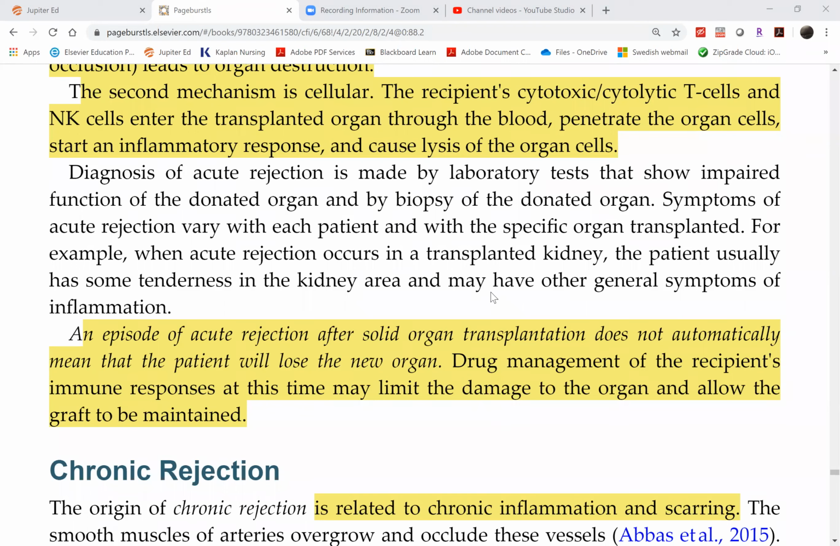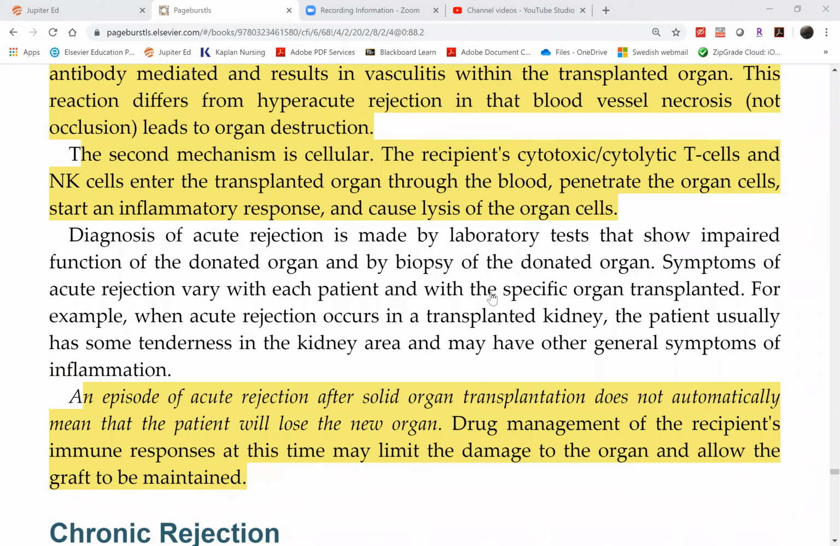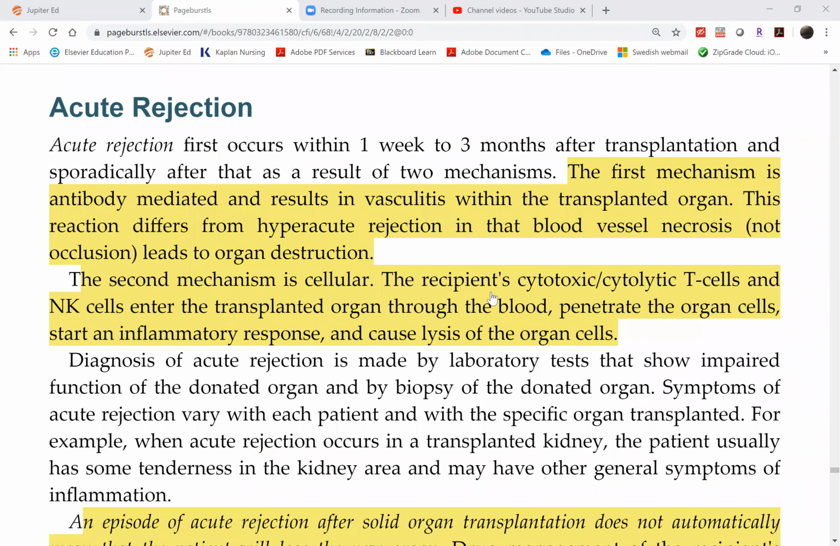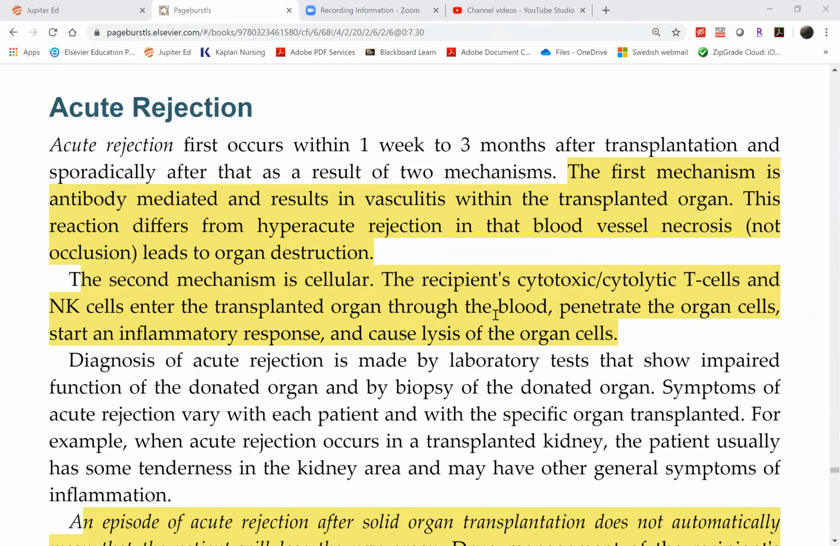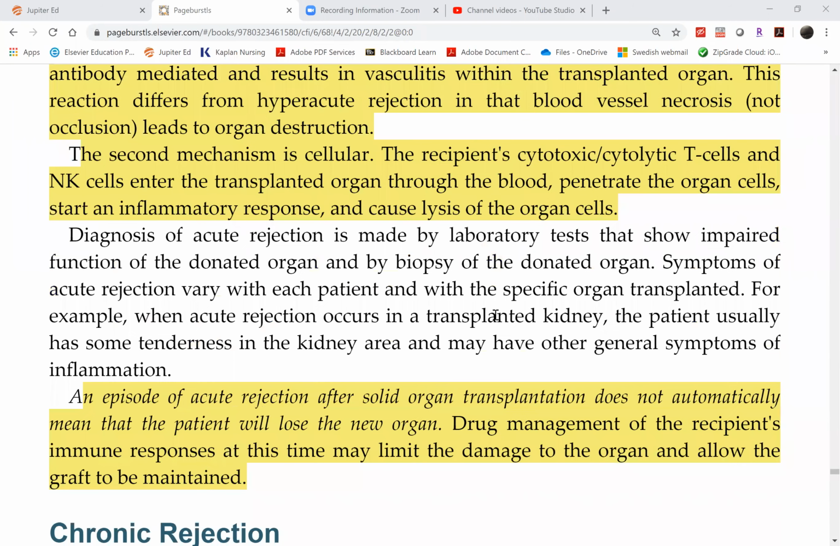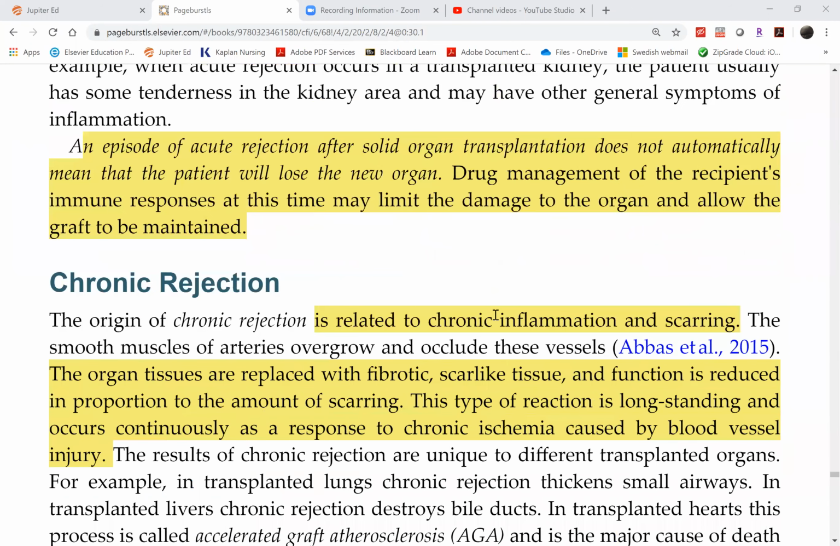So all we can do when this happens is careful monitoring of the patient's blood work, specific to the organ. If this is a kidney we're talking about, we monitor kidney function. If this is a liver, we monitor liver function, etc. Any question on acute rejection? Okay, the last one is chronic rejection.